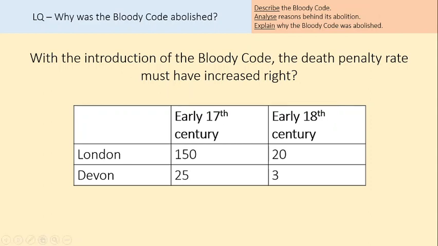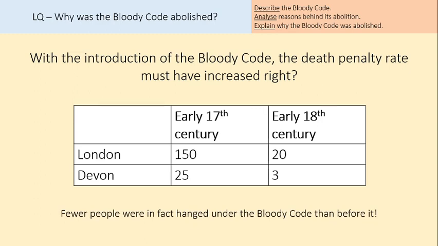So 18th century, 1700s, so when the Bloody Code was introduced. The same happens in Devon. In the early 17th century, there were 25 people. Come the 18th century, there were only 3. So fewer people were in fact hanged underneath the Bloody Code than before it. So that must mean that it's not actually that effective. The Bloody Code was brought in to stop crime, but to stop crime, won't that mean that more death penalties must have been given because more crimes were given that, right?